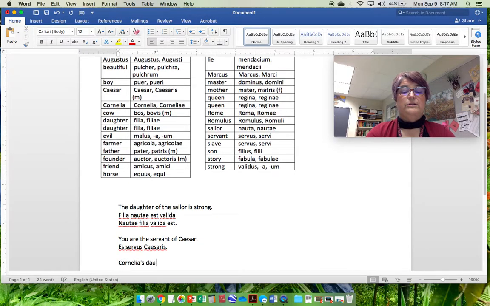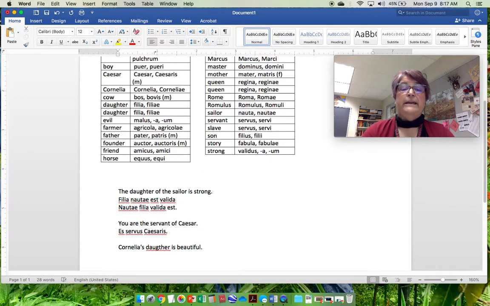Cornelia's daughter is beautiful. Cornelia is showing possession. I can see that because of the apostrophe s. When I find her name on the vocabulary list, that means I have to use the second word or the genitive form to write it in Latin.